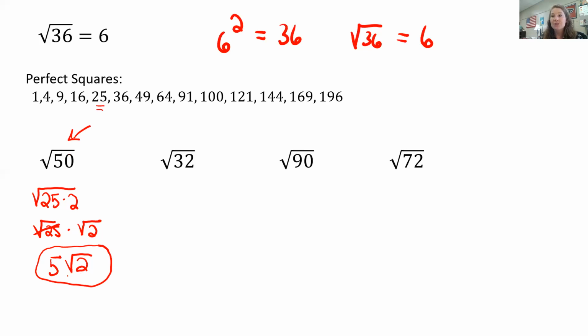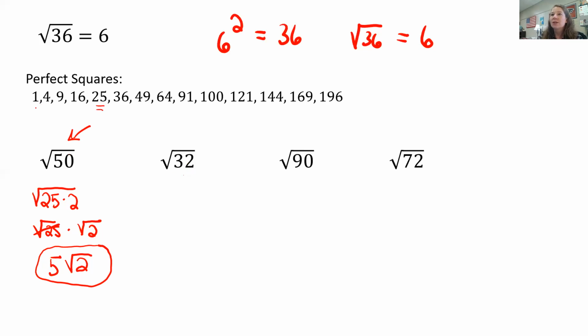To check my answer, I could square the outside number. 5 squared is 25, and you multiply the outside number squared times what's left in the radical. So does 25 times 2 equal 50? Yes. All right, let's look at 32.